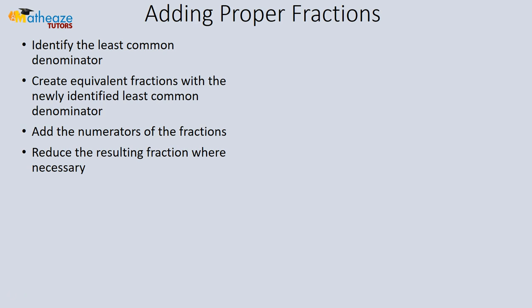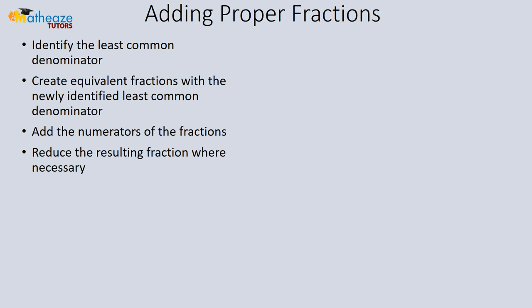To add proper fractions, we want to first make sure that we have like denominators, and once we have like denominators, we will add the numerators and then simplify the resulting fraction. Now, let's take a look at some examples. I'll start off with adding proper fractions with like denominators.